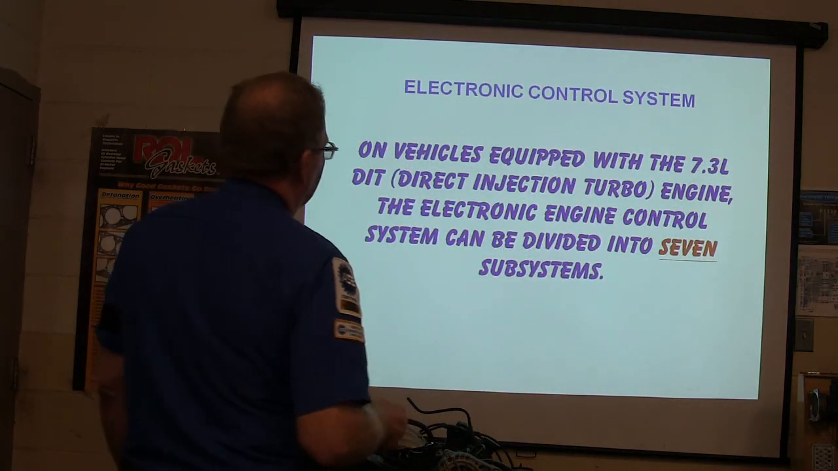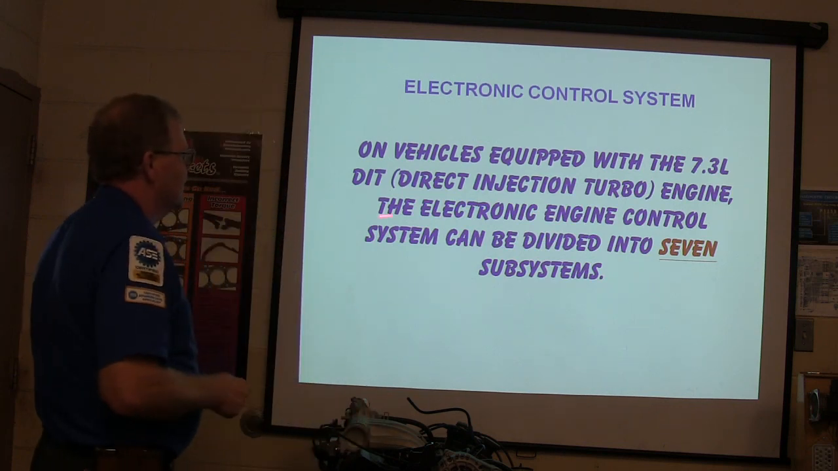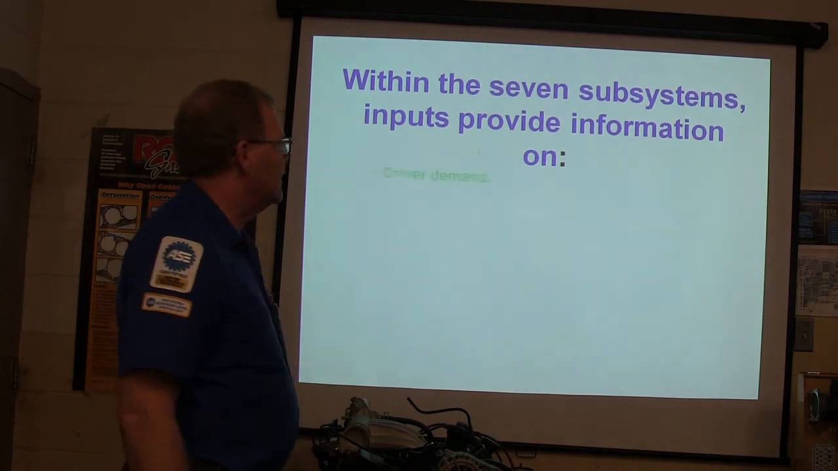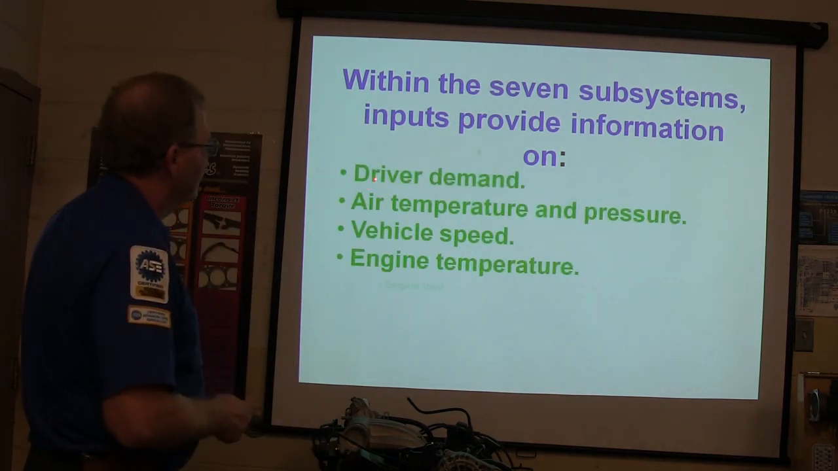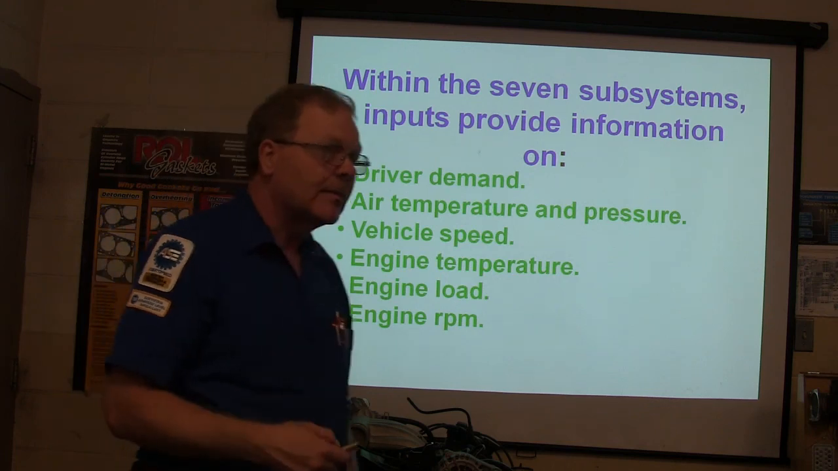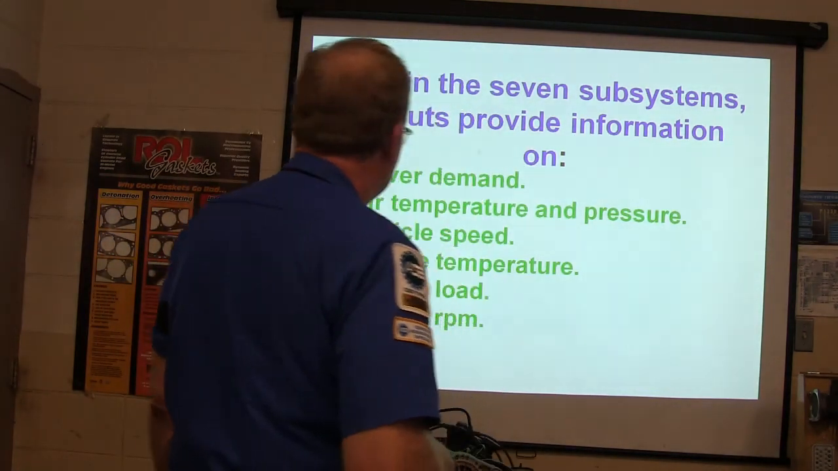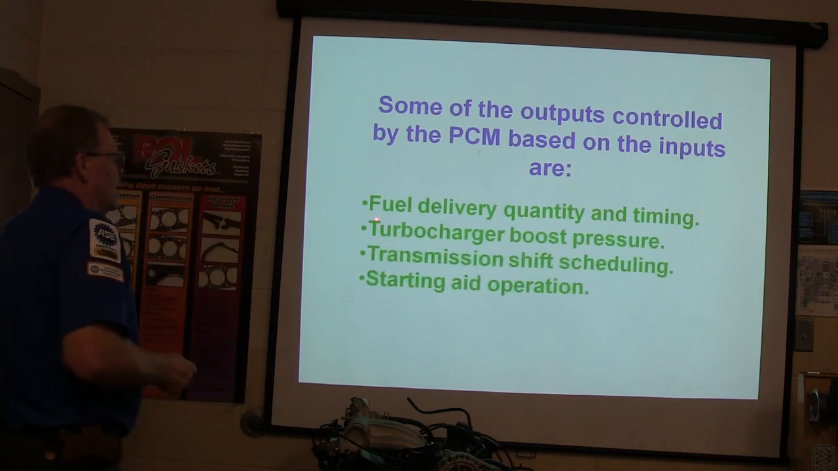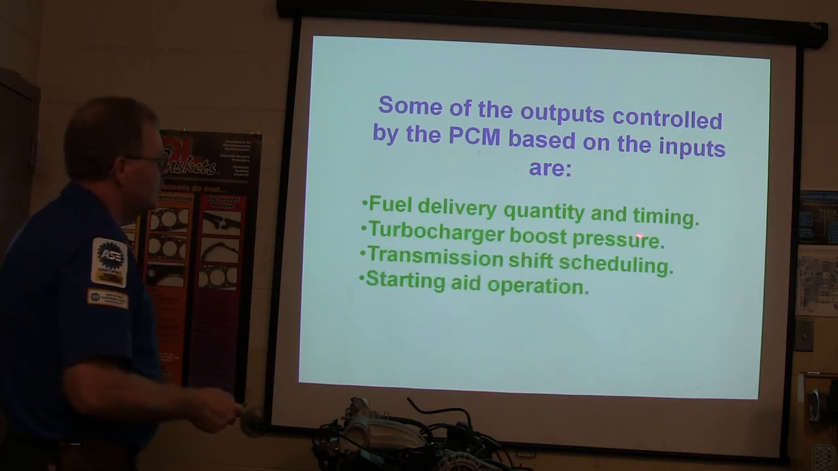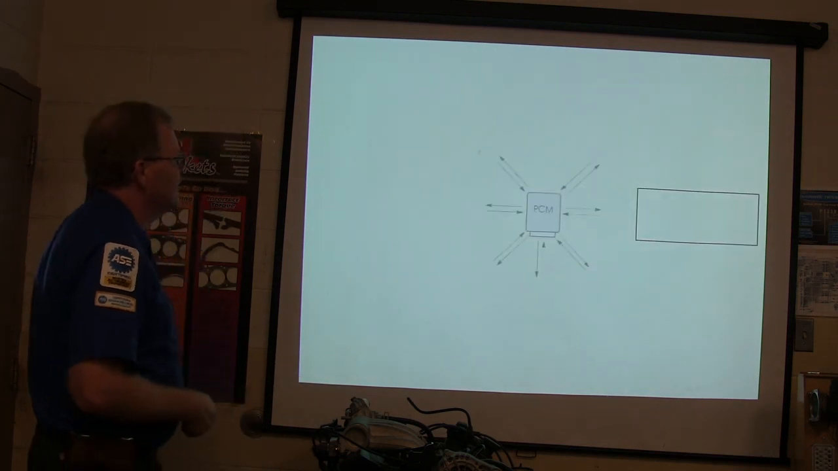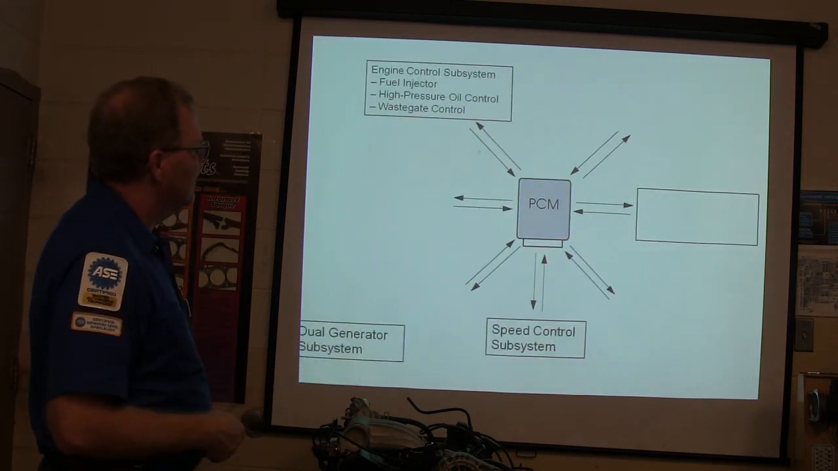All vehicles equipped with a 7.3 direct injection turbo engine, the electronic engine control system can be divided into 7 different subsystems. Driver command, air temperature and pressure, vehicle speed, engine temperature, which is engine oil temperature, not engine coolant temperature, engine load and engine RPM. Some of the outputs control fuel delivery, turbocharger boost pressure, transmission shift scheduling, starting aid operation. Okay, so here we go.